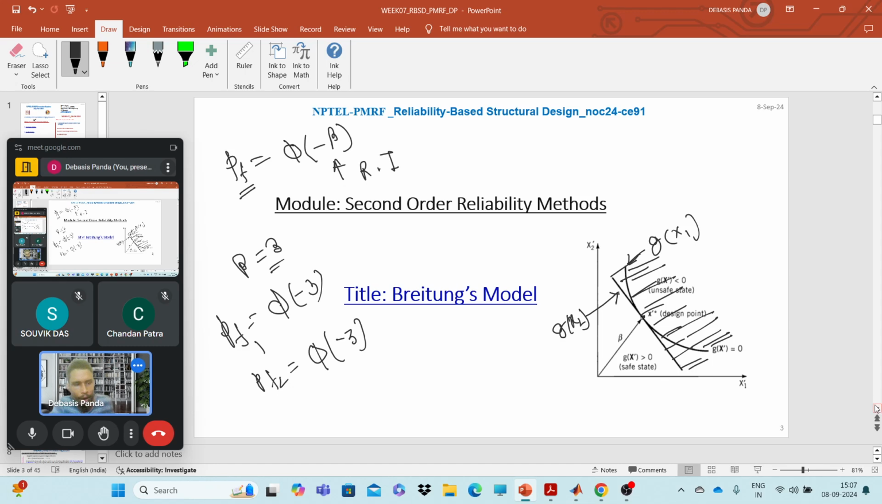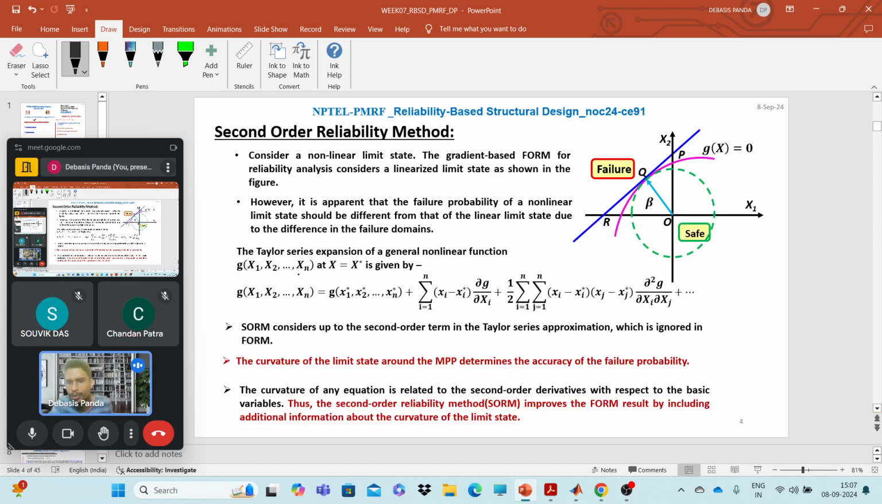So in FORM, recall, in the first order reliability method, we truncate the Taylor series expansion of the limit state function up to the first order term. Here we truncate the series. Here we haven't considered the second order term or the cross term, right?